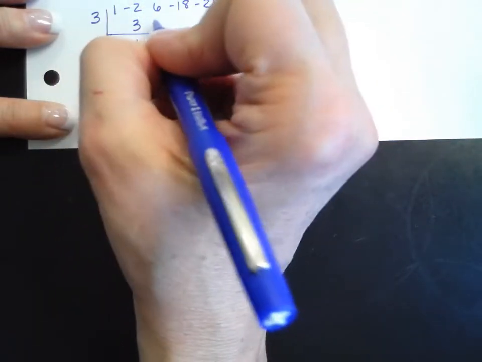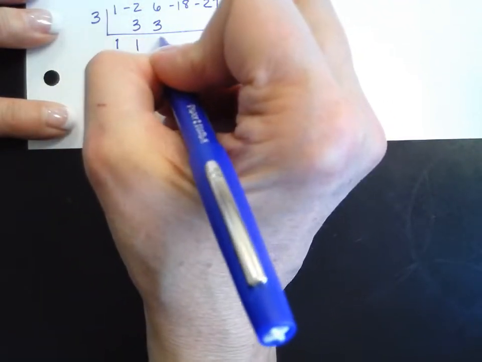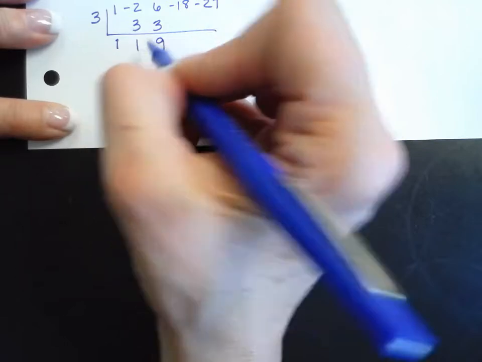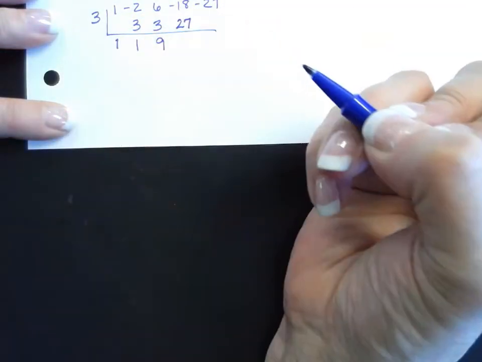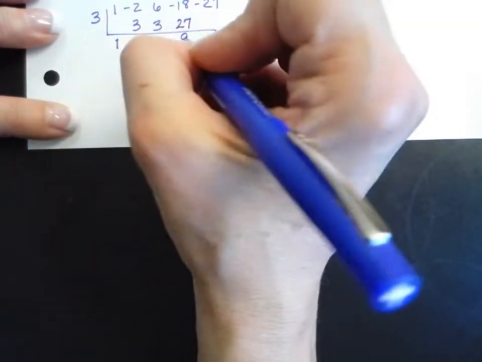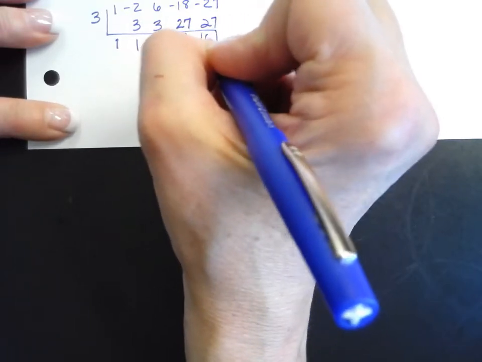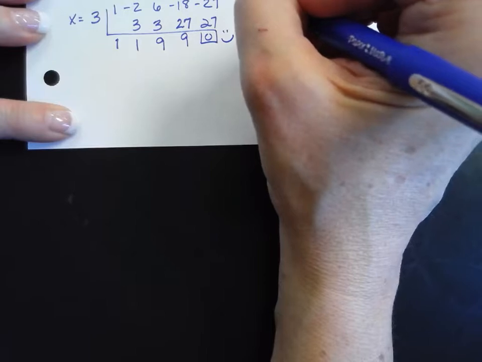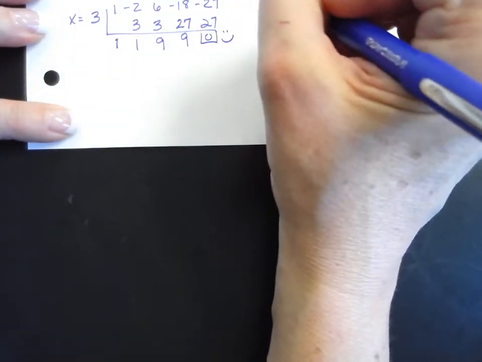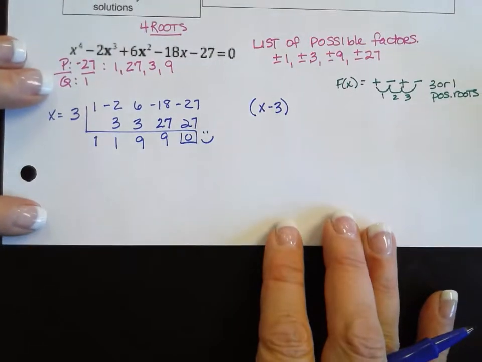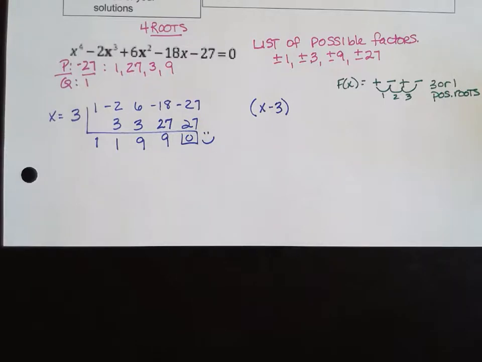That's going to be 1 and 3. 6 and 3 gives me 9. 9 times 3 is 27. Oh, look at that. I get 27. So that means x is equal to 3. Can you push the page down one? Oh, sorry, my bad. Thank you. So I get a factor of x minus 3.